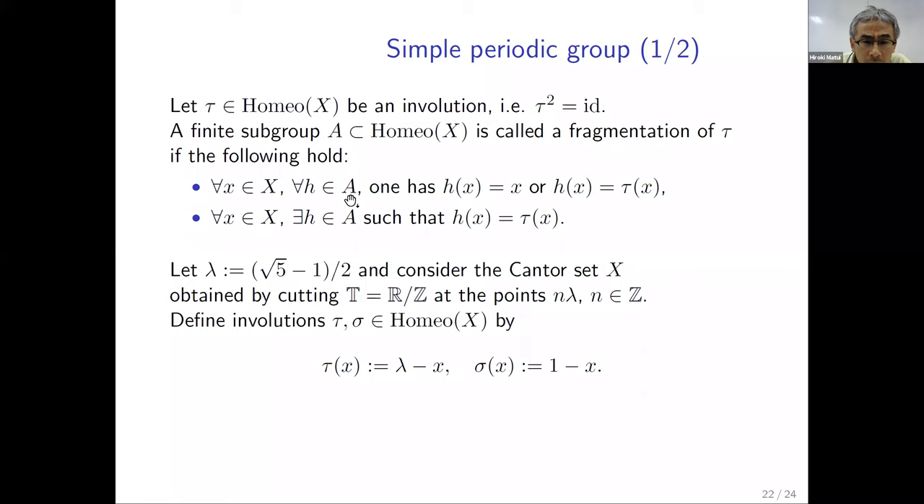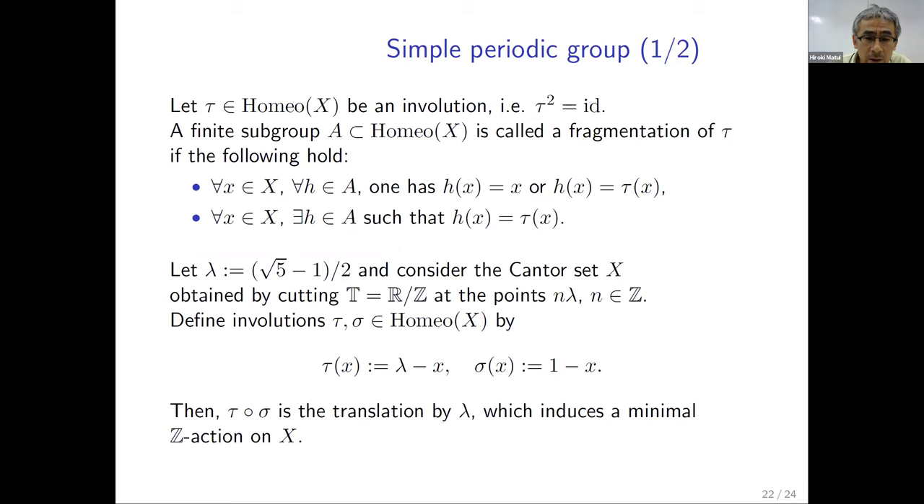And as a concrete example, let's consider the irrational rotation by this lambda. By cutting the torus at the points n lambda, we get the Cantor set X. And on this Cantor set X, define two involutions, tau and sigma, by this. Tau is given by lambda minus x, and sigma is 1 minus x. They are involutions. And then the composition tau sigma is the translation, the rotation by lambda. So this induces a minimal Z action on X.